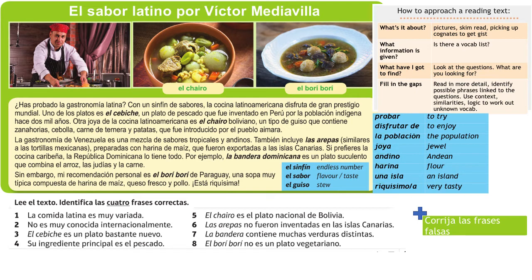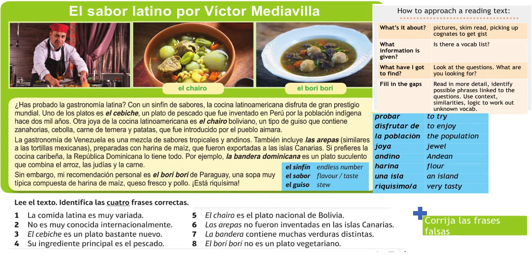8. El bori bori no es un plato vegetariano. There it is in the last paragraph. Es una sopa de harina de maíz y pollo. It's got chicken in it. So número 8 es verdad. El bori bori no es un plato vegetariano because it contiene el pollo. Contains chicken. Good. All right. I hope you're okay with those.